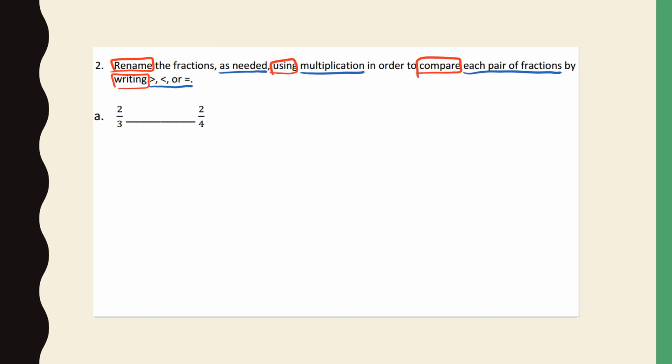So there's a couple of things going on here. We have 4 different verbs, but renaming is only if we need to. We don't have to do that one. We can just use multiplication to compare the fractions and then write the symbol on the line. So we're using the butterfly method or cross multiplication. So 4 times 2 is 8. 3 times 2 is 6. 8 is larger than 6. So 2/3 is greater than 2/4.